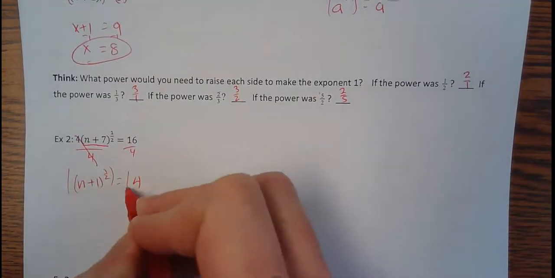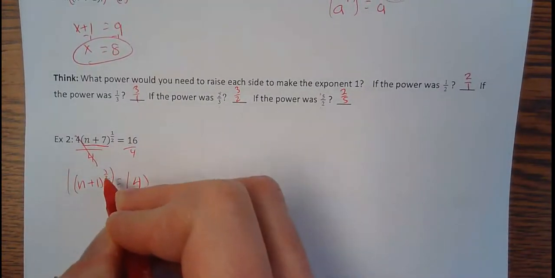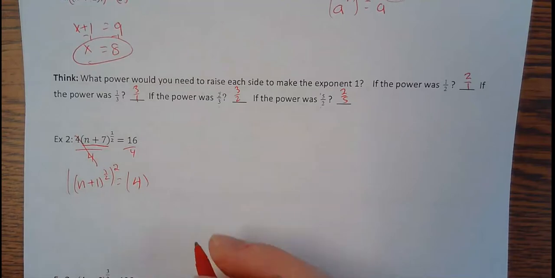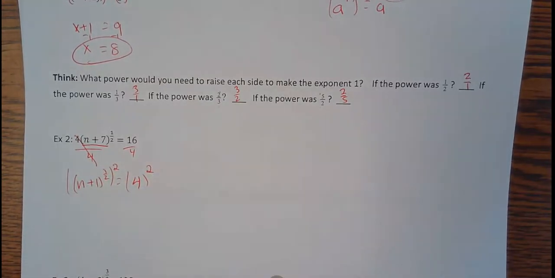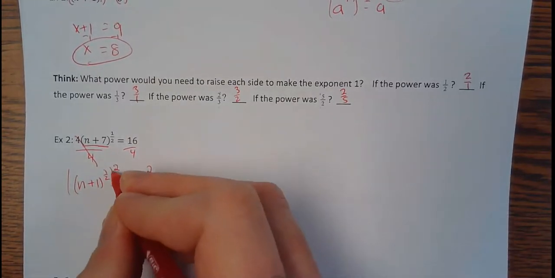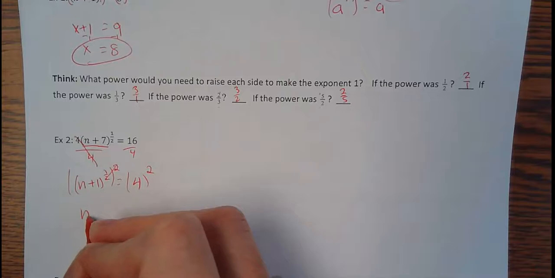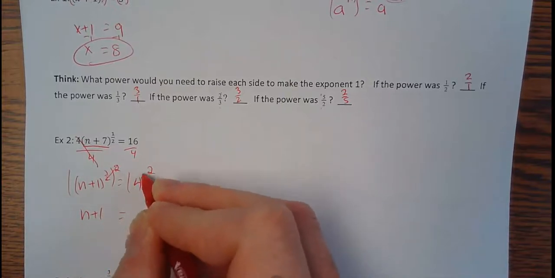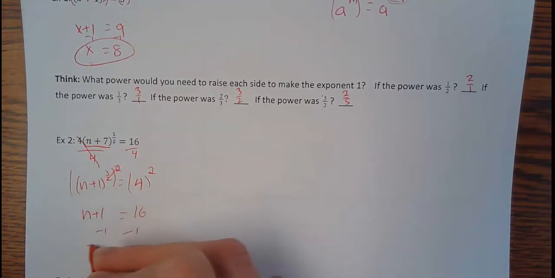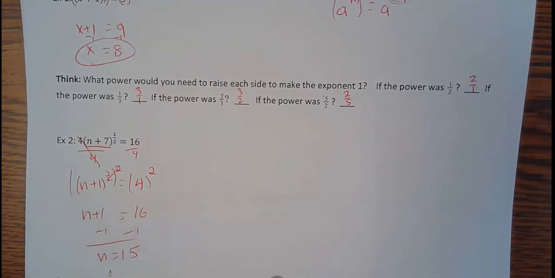Now, I want to get rid of the 1/2. The reciprocal is 2, so take it to the 2 over 1 power, or square it. Power to a power, multiply them together, that's 1. So it's n plus 7. And then 4 squared is 16, subtract 7, so n is 9.